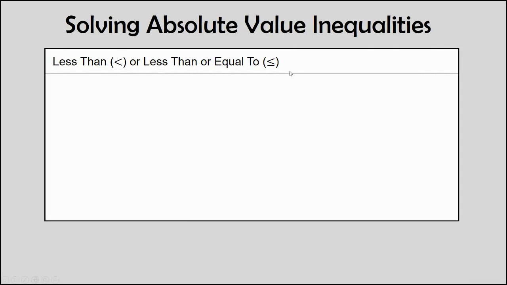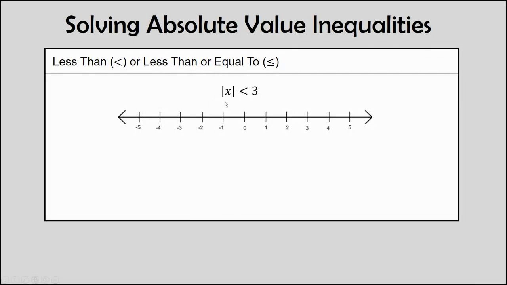All right, first of all, let's take a look at a basic example here, and we're going to look at the less than or the less than or equal to symbol when it's involved in absolute value. Okay. So when you look at the big picture here, remember absolute value is the distance a number is from zero. So what we're saying is we want to find all the numbers whose distance from zero is less than 3 units. All numbers whose distance from zero is less than 3 units.